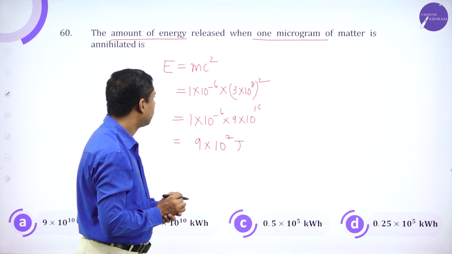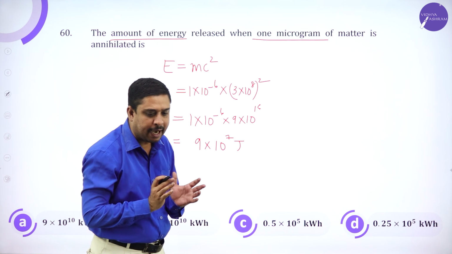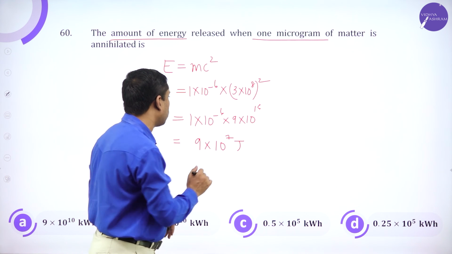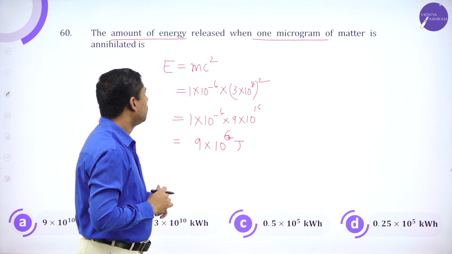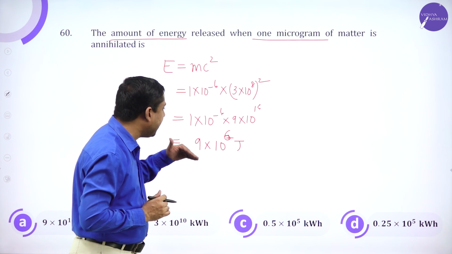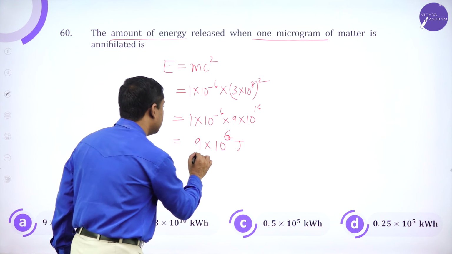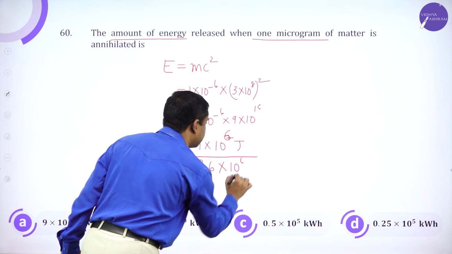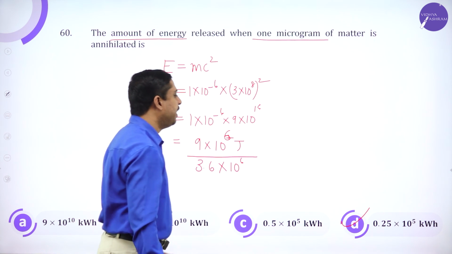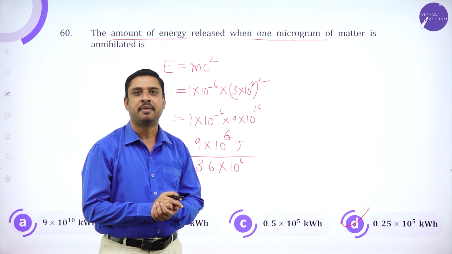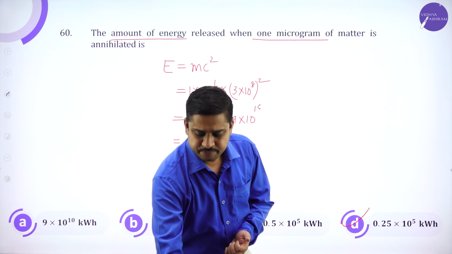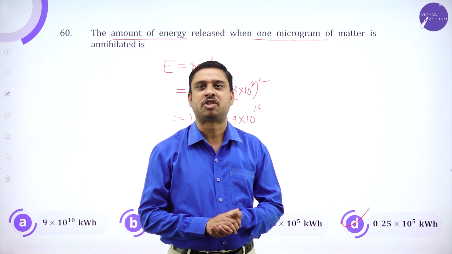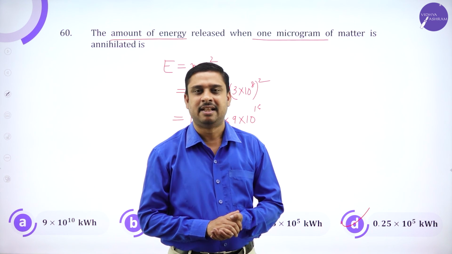But if you observe, we are talking about micro. So now we are talking about kilowatt hour. So dividing this by 3.6 into 10 power 6, we get 0.25 into 10 power 5 kilowatt hour. So very clearly, a simple paper in comparison. Next, I will come up with a discussion on the 2008 paper. Until then, thank you.